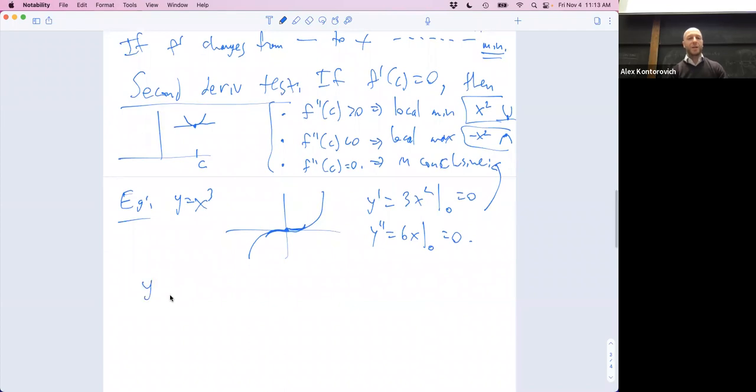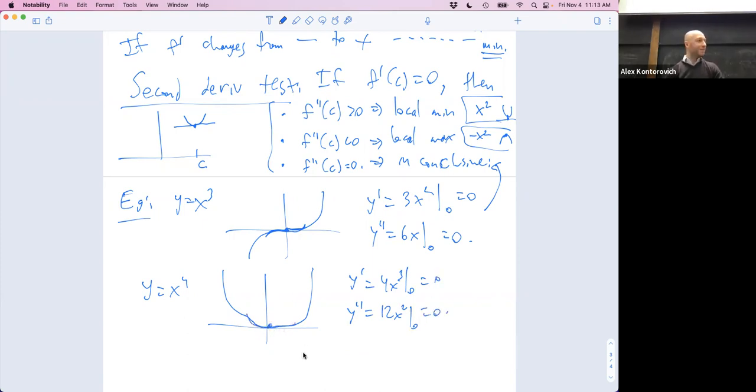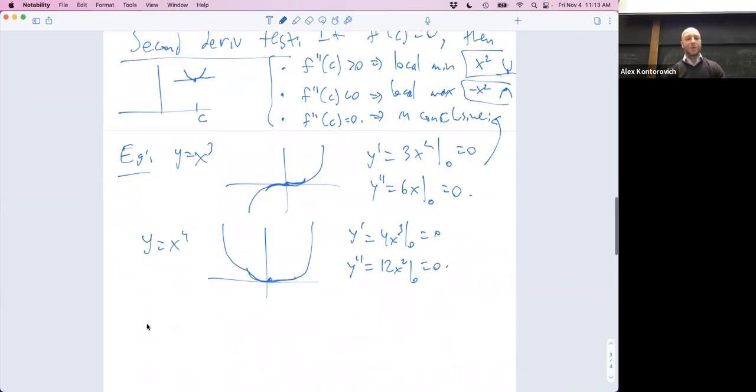Another example is y equals x to the fourth. X to the fourth looks like x squared squared, so it's an even flatter parabola. The first derivative is 4x cubed. The second derivative is 12x squared. Both of these at 0 are 0. And this is a local min, in fact a global min, as opposed to y equals negative x to the fourth, which is the same thing but the other way.